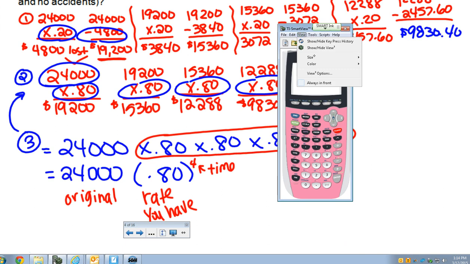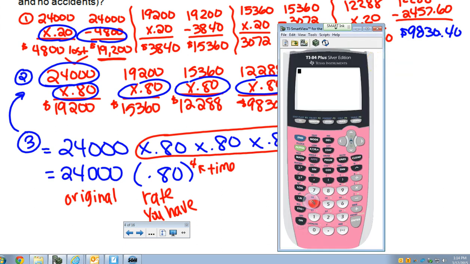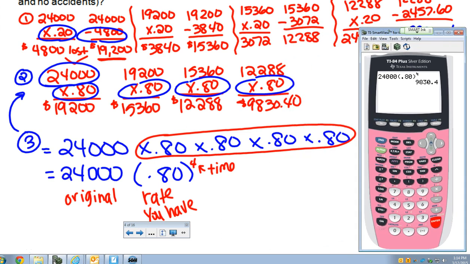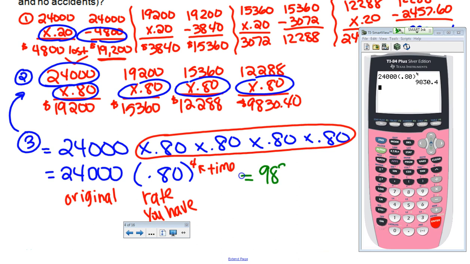So just to show you what this would look like, 24,000 times 0.80 raised to the 4th power, and there's our final answer in 1 step, rather than doing all of those crazy steps. Which then rounds to $9,830. Okay, so that last thing, that's where exponential equations come from.